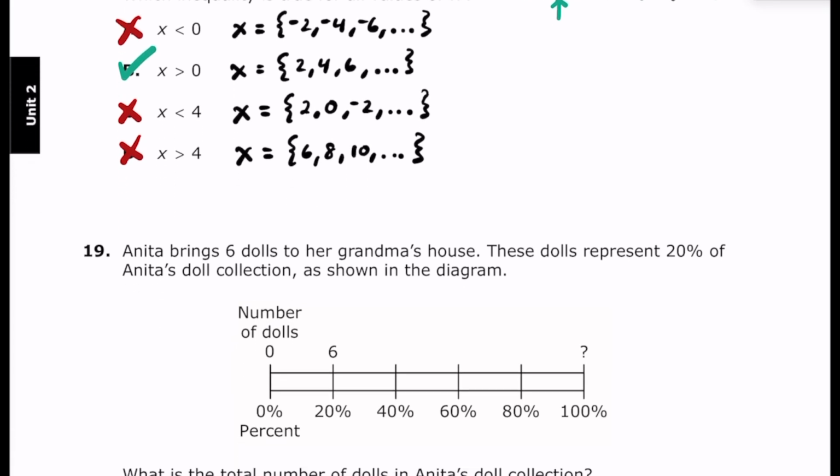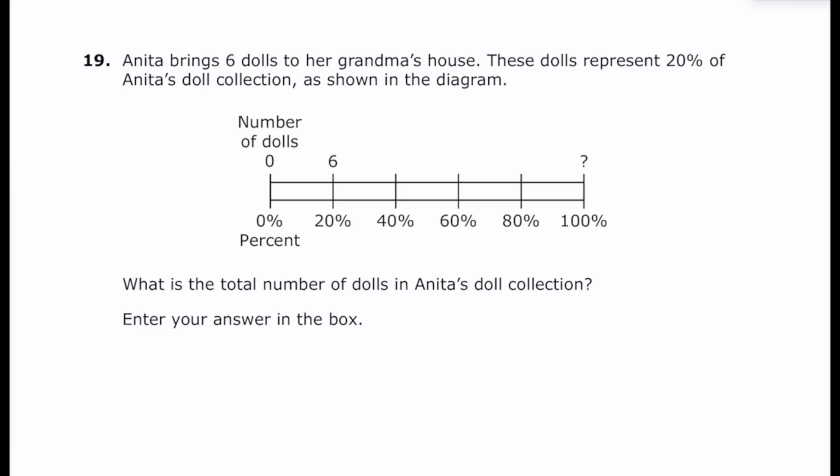All right, let's check out number 19. Number 19, Anita, I think, brings 6 dolls to her grandma's house. These dolls represent 20% of Anita's doll collection as shown in the diagram. What is the total number of dolls in Anita's doll collection?